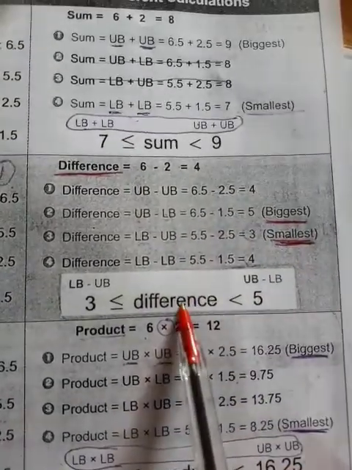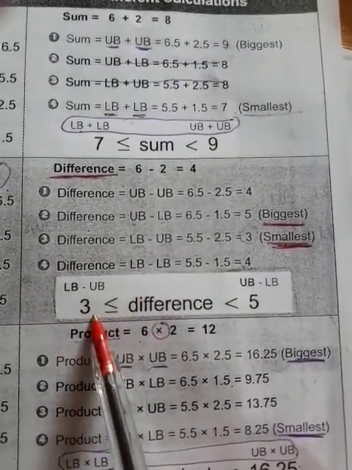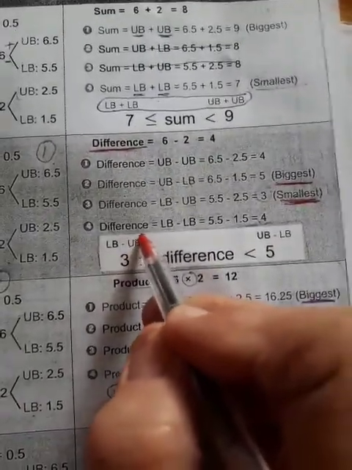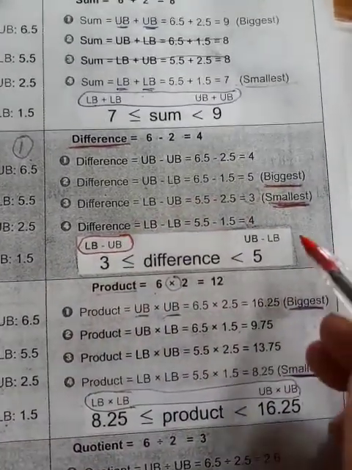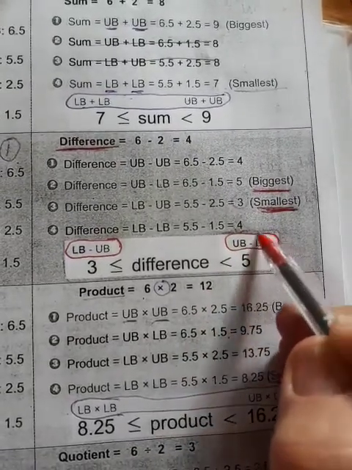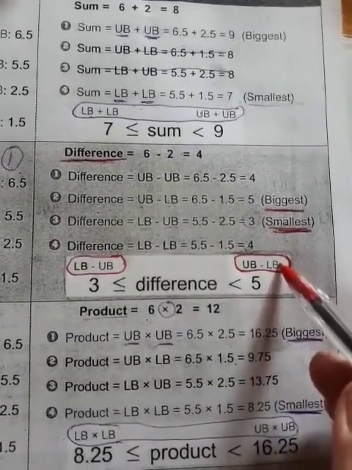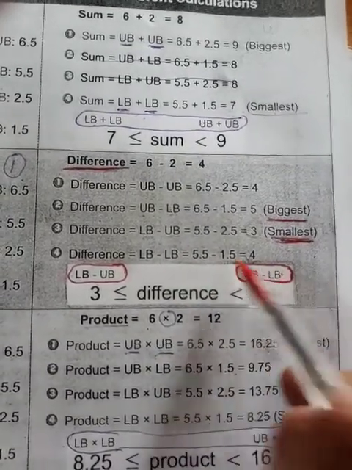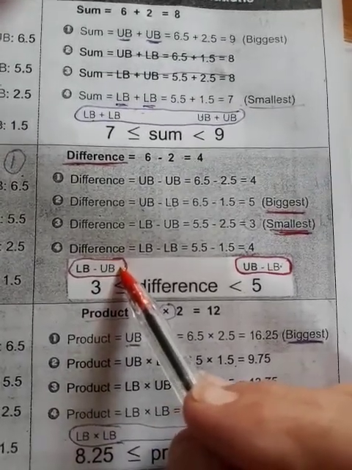So if we once again look at our inequality, then the difference is greater than or equal to 3 and less than 5. How did we find that? For the smallest, you subtract lower bound minus upper bound. And for the greatest difference, it is upper bound minus lower bound. Okay? Important here, people. You must just remember that. So for the greatest possible difference, it's upper bound minus lower bound. For the smallest difference, it's lower bound minus upper bound.